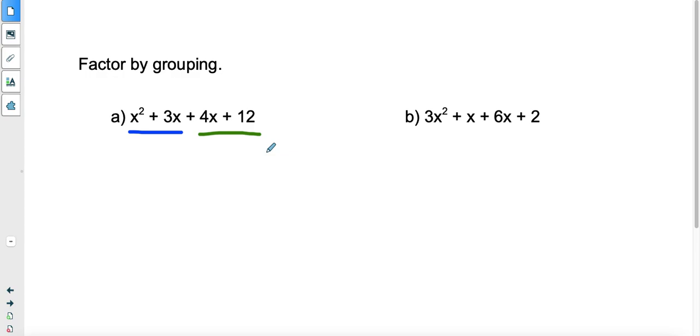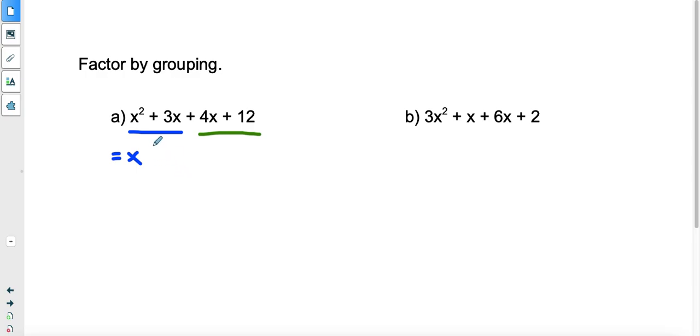And then what I'm going to want to do is common factor both the first two terms and the second two terms here. So let's do that. So first, to common factor these two, what I'm going to want to do is think about what's in common to both x squared and 3x. Well, x is in common to both of them, so I can common factor out an x.